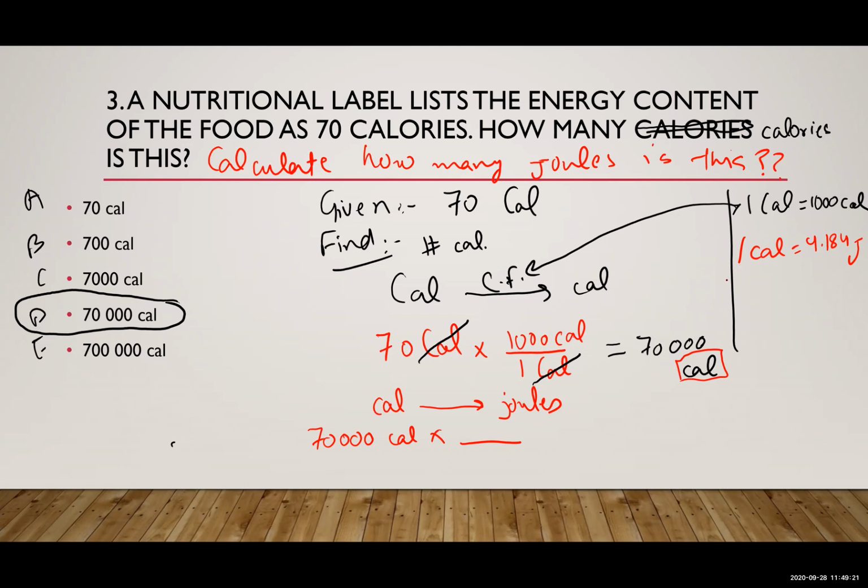We do, right? So down here will be joules, 1 lowercase calorie, right? So on the left-hand side up here will be 4.184 joules. So lowercase calorie cancels with lowercase calorie. So 70,000 multiplied by 4.184 equals how much? Do you have a calculator? So what do you get when you multiply? 292,880.